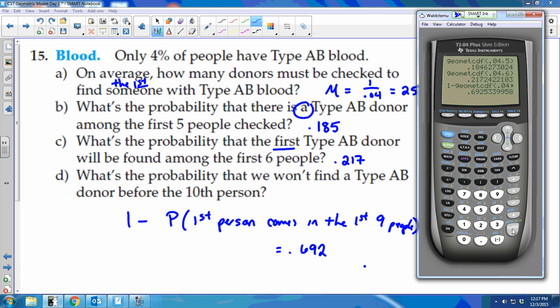Questions about that one? That was a little bit different. Because it says before the 10th person, so we want to have the 10th person included later, so we're just going to go up to 9. Questions on that one? All right, that's the geometric model in a nutshell.